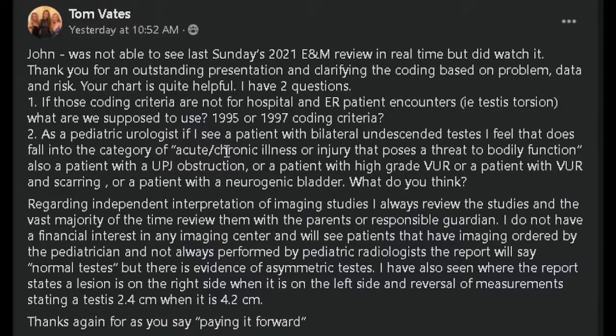UPJ obstruction. Again, same thing. UPJ obstruction, right? It's most likely a congenital problem in the pediatric urology realm. It's one of these issues. It's failure of recanalization after the union of the metanephric blastema and the ureteric bud. So it's a congenital problem.